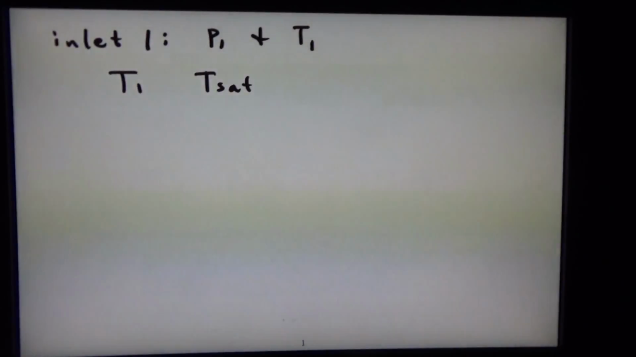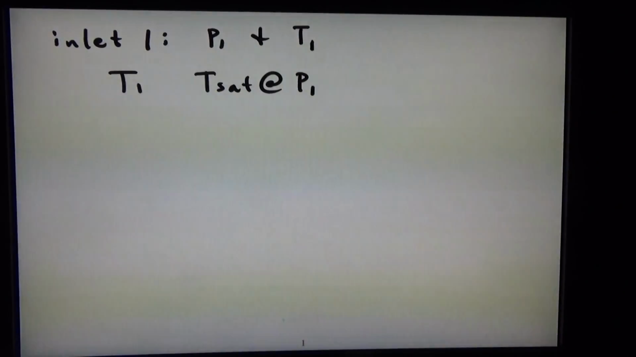And at the inlet, we have properties pressure and temperature. So we also have a phase change substance. So to get S, we need to look up the phase or determine the phase. Take T1 and compare it to the saturation temperature at P1. So we have steam at 70 bar at the inlet.